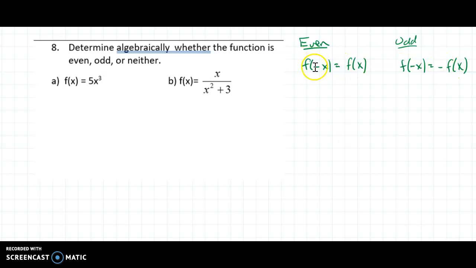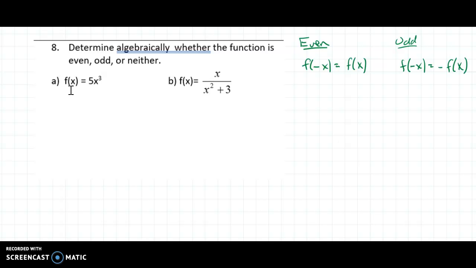So what we typically want to do when we're doing these is find out what f of negative x is, and then we check it to see if that matches f of x. And if it doesn't, then we go and we find negative f of x and we compare that. So I'll show you how to do that with a here. So a, f of x equals 5x cubed.